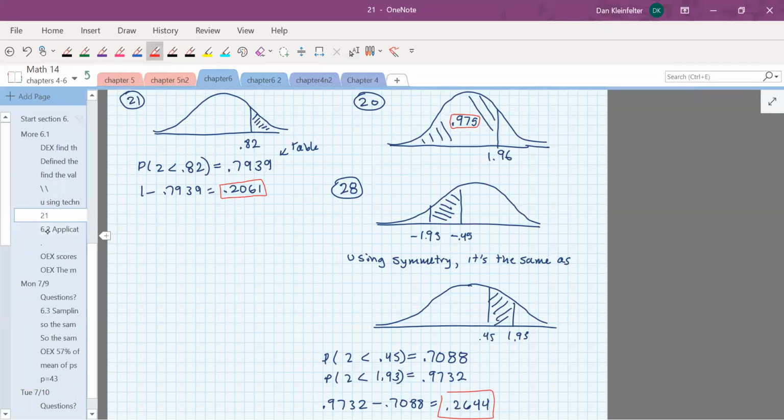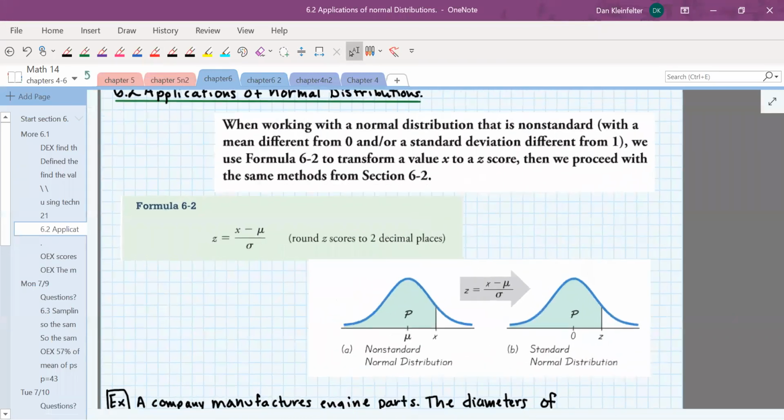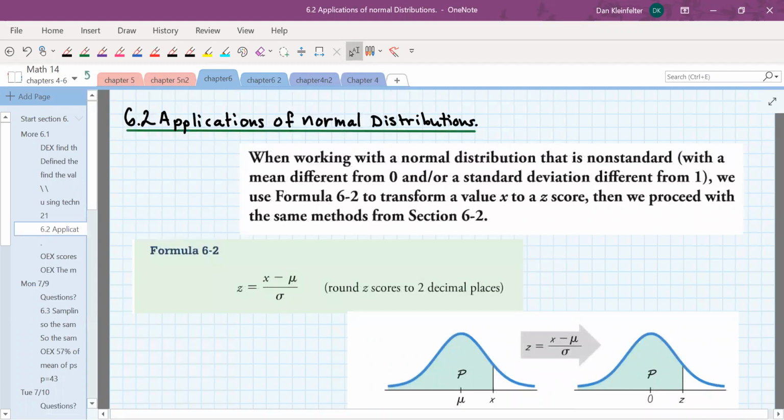All right, so we're finally ready to start section 6.2. Basically what this is about is that the table we've been working with is suited for a distribution that has a mean of 0 and a standard deviation of 1. Of course, in a lot of real applications, that's not the case. You don't always have a mean of 0 and a standard deviation of 1. But also, you can't have infinitely many different tables to work with.